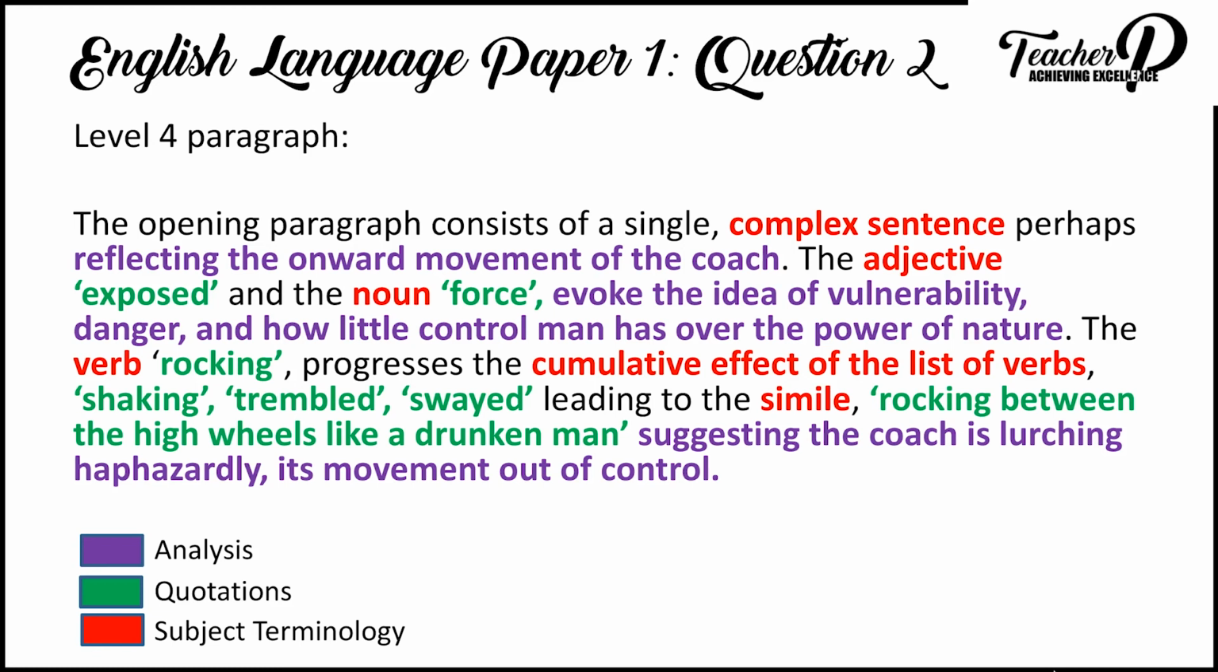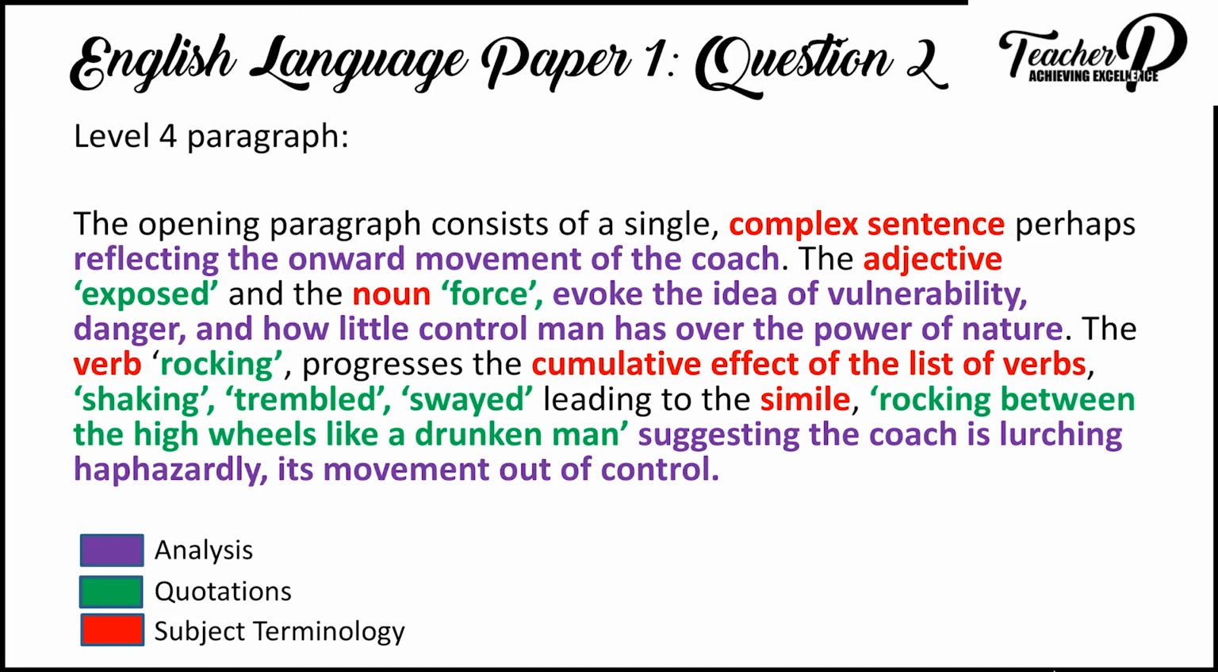The verb "rocking" progresses the cumulative effect of the list of verbs "shaking", "trembling" and "swayed", leading to the simile "rocking between the high wheels like a drunken man", suggesting the coach is lurching happily, its movement out of control. So you can see there once again they've got in red accurate subject terminology, in green their quotations which are nice and neatly embedded and accurate and short, as well as their analysis, so the word "suggesting" signposts to the examiner that this is your analysis.